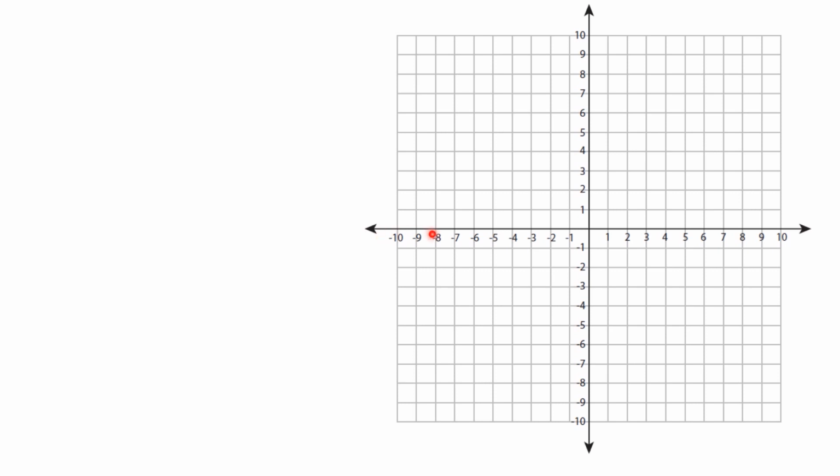Now the graph has two axes. There's the horizontal axis, which we call the x-axis, and we have a vertical axis that we call the y-axis. So side to side is the x-axis, and up and down is the y-axis. I always remember this because the y is kind of like a tall, skinny letter, so it's going up and down.